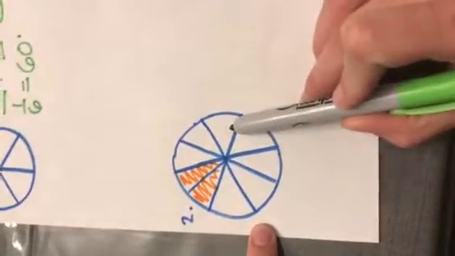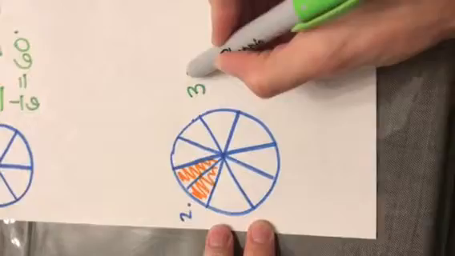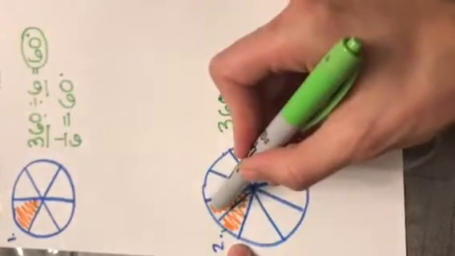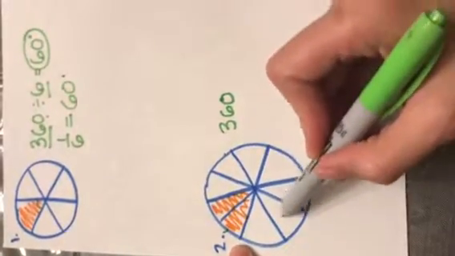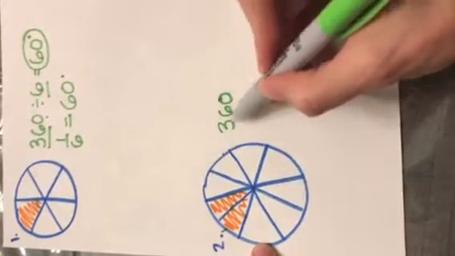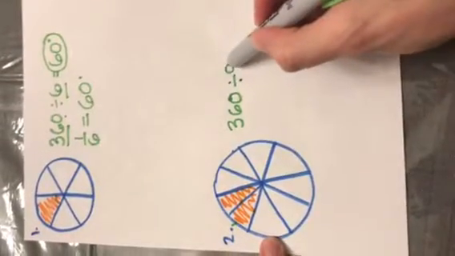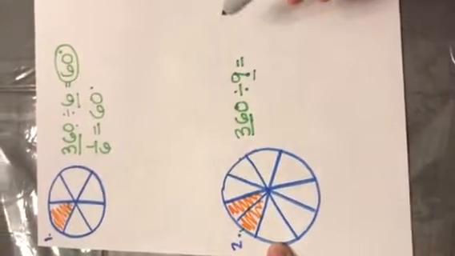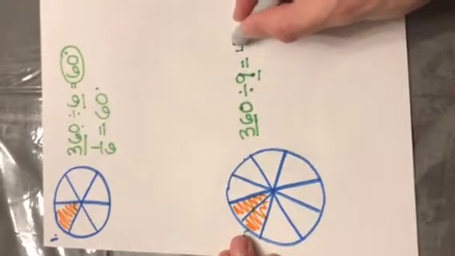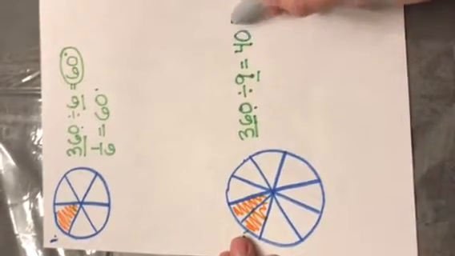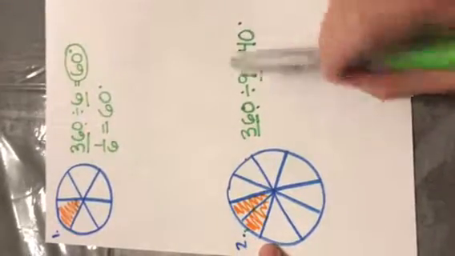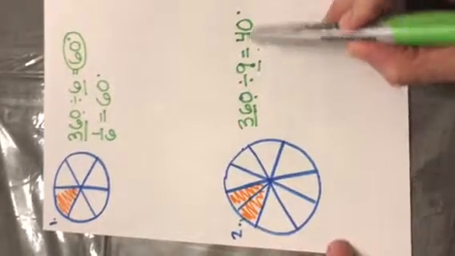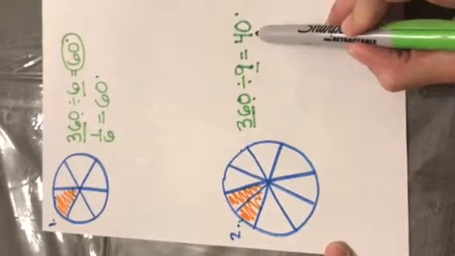Again, I have the entire circle. We know a whole circle is worth 360 degrees. My circle is cut into 1, 2, 3, 4, 5, 6, 7, 8, 9 parts. So I'm going to take my whole 360 degrees and divide it into 9 parts. 36 divided by 9 is 4. Bring your 0 over. 40 degrees. Now you solve to find out this whole circle is 360 degrees, divided into 9 individual parts, you found out that one piece is 40 degrees.